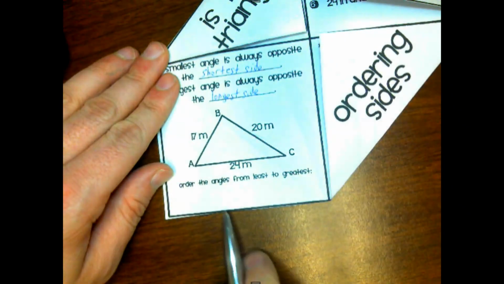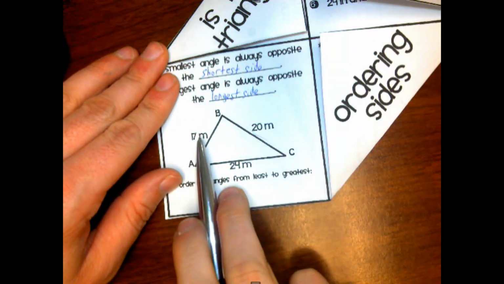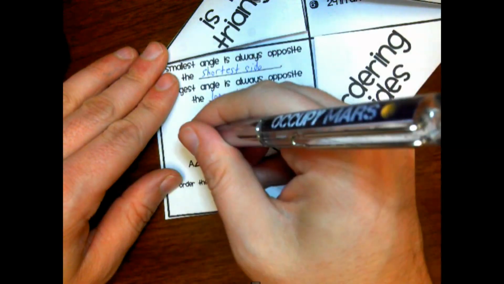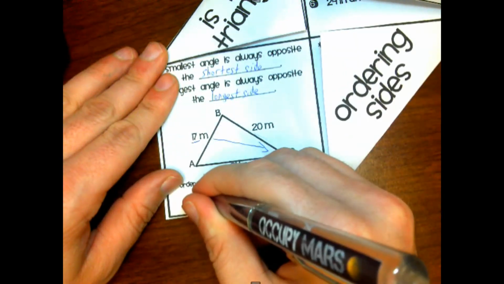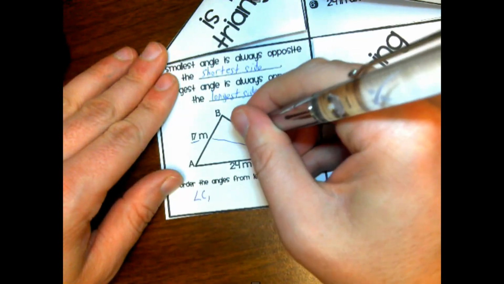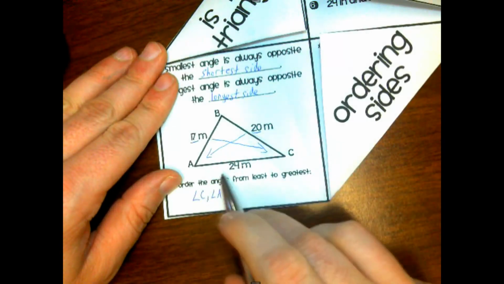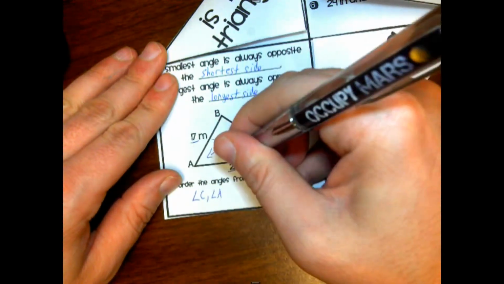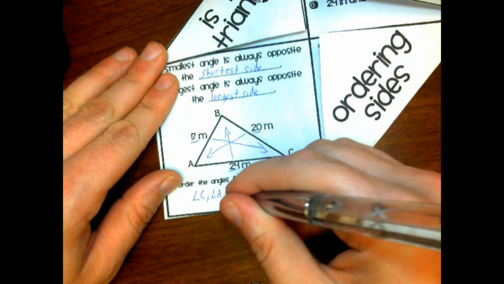So if we were to order the angles from least to greatest here, the smallest angle is going to be across from the smallest side, which is 17. So that's angle C. And then the next smallest side is 20. So that's angle A. And then the longest side is 24, which is across from angle B. So that must mean that angle B is the largest angle.